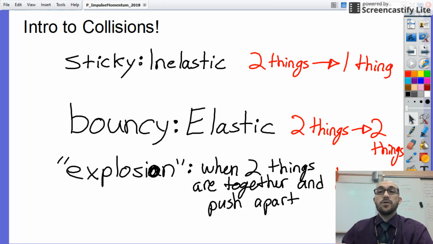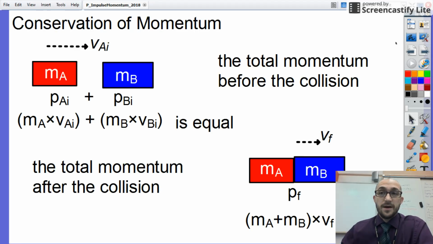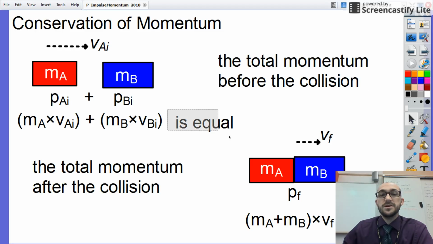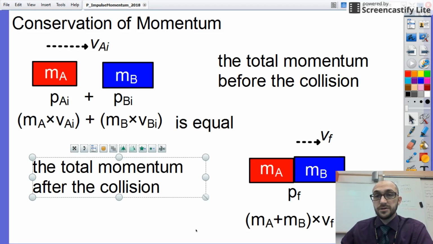All right, now here we are, stuff you need to write down. This should be the top of page 48, I believe. All right, so the entire idea for this unit is called the conservation of momentum. And the idea is that the conservation of momentum says that the total momentum before the collision is going to be equal to the total momentum after the collision.